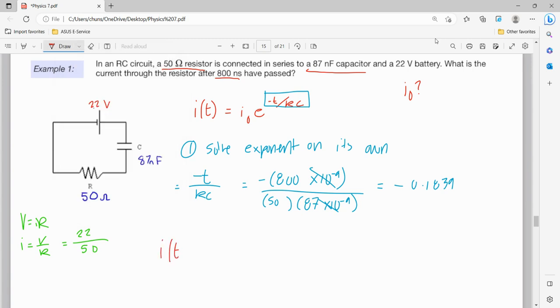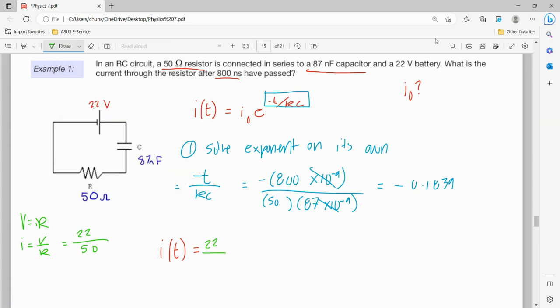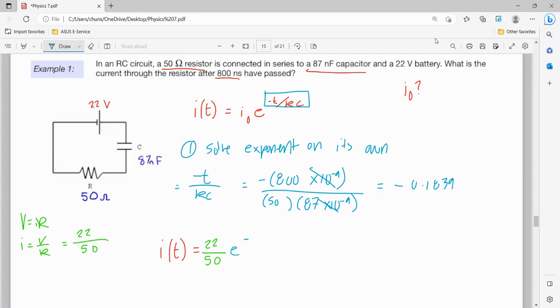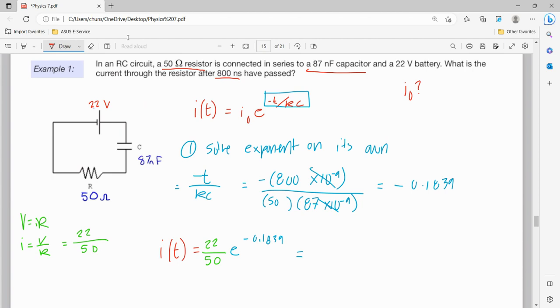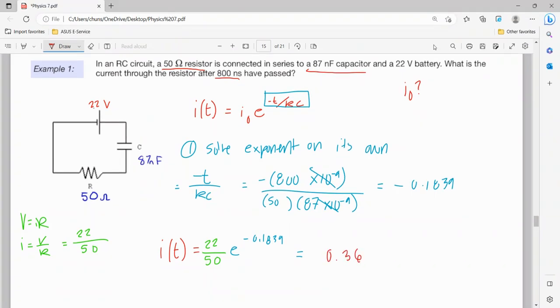So we're going to plug this back into our equation. Our current is equal to what we found in our green for our initial current, times e to the negative 0.1839. This is equal to 22 divided by 50 times that, and this will give us 0.366 amps for our current. Okay, so note that this equation only applies to these specific RC circuits.